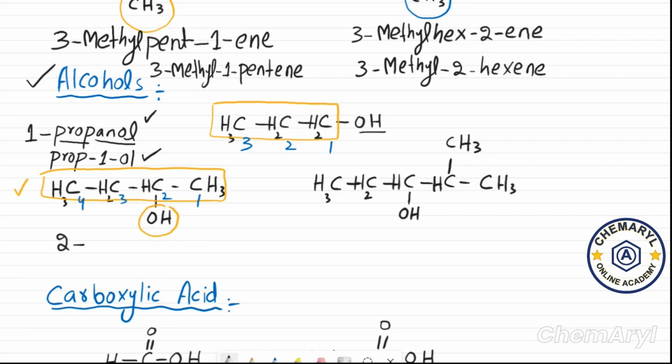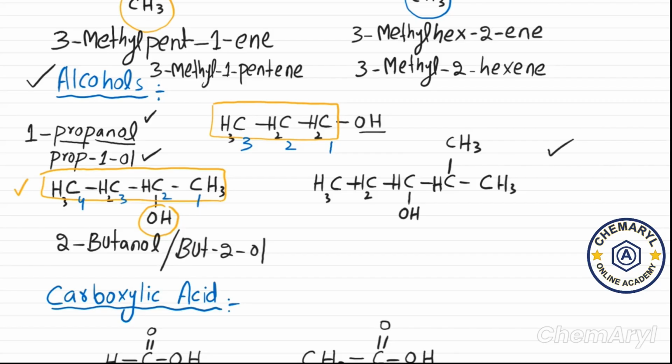How many carbons are present in this? 4. So 2-butanol, with the suffix used for the alcohol family. You can also write the name for this compound as but-2-ol.